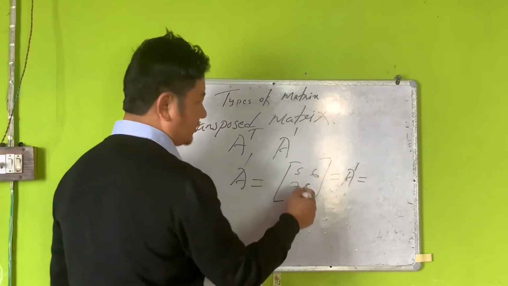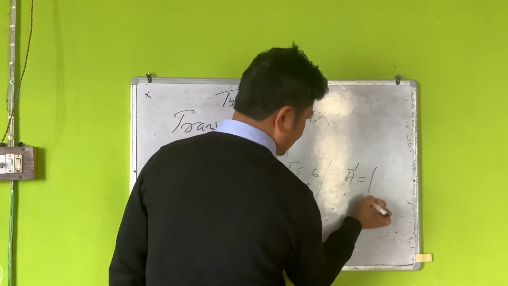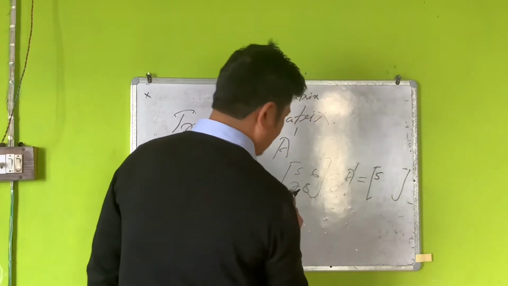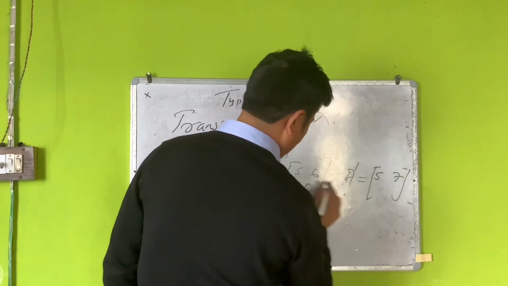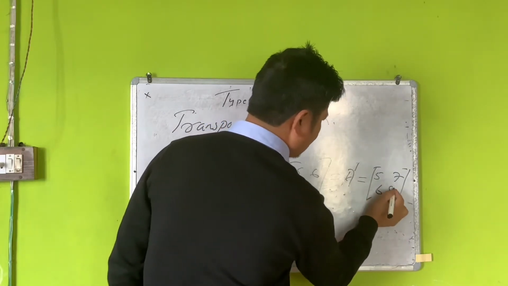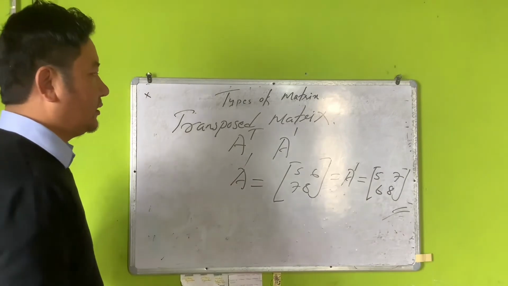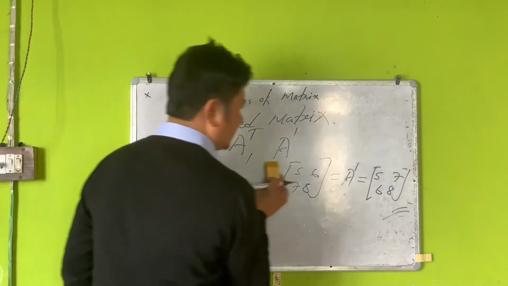Change the top to the bottom. See, 5 stays, 7 goes up, 6 goes down, 8 stays. This is the transpose of a matrix. Changing rows and columns gives the transpose of a matrix.